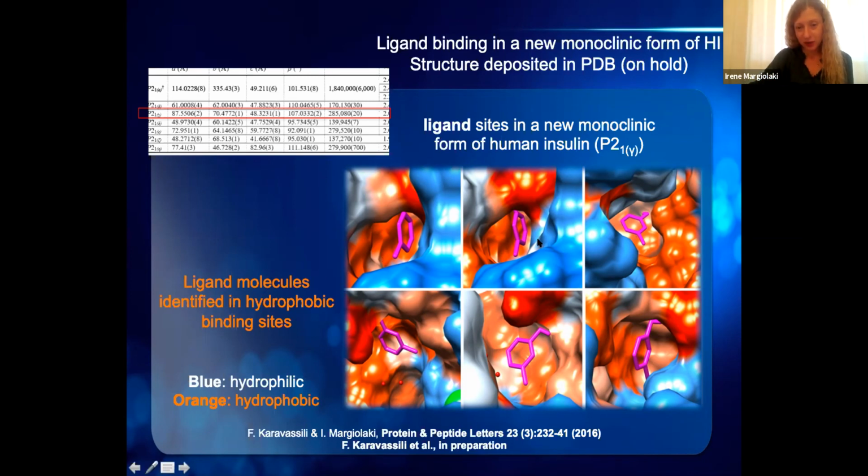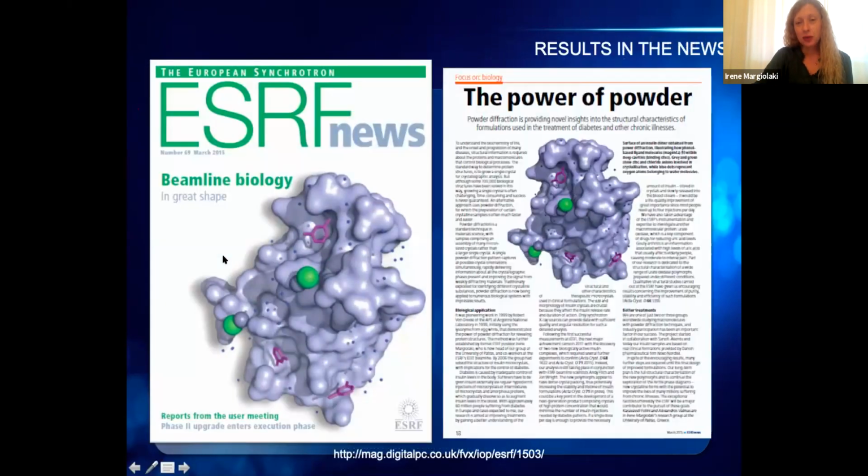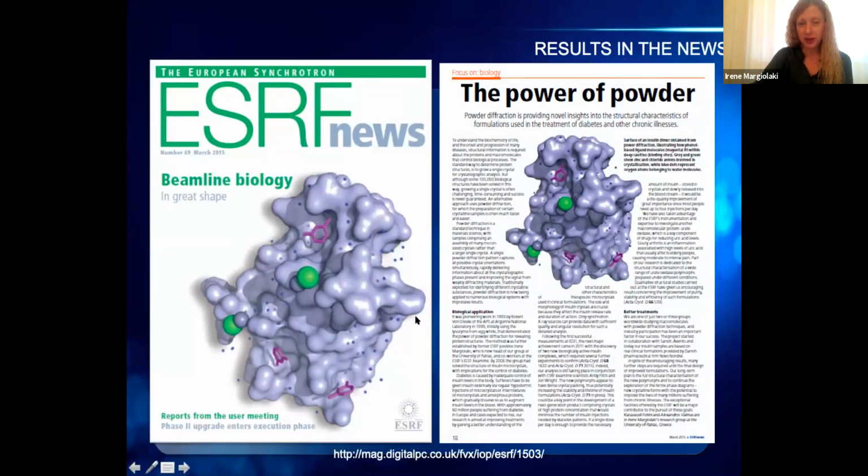In this case, we identified 6 binding sites of this small organic on the insulin surface. They are all hydrophobic. And this result was later on verified via single crystal methods. So the conclusion from this is that with good quality powder diffraction data, you can even detect the ligand sites. As this was the first time we demonstrated that something like that is feasible, it attracted the attention of the SRF. And more can be read in this issue of the SRF News back from 2015.